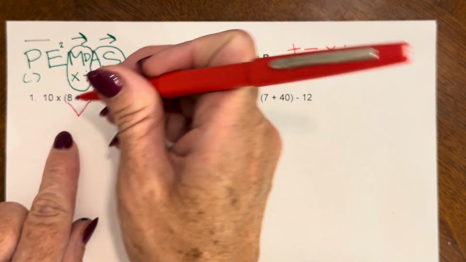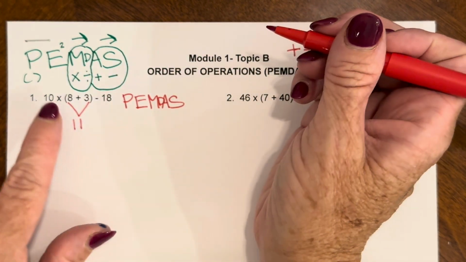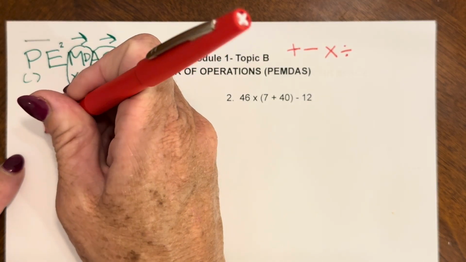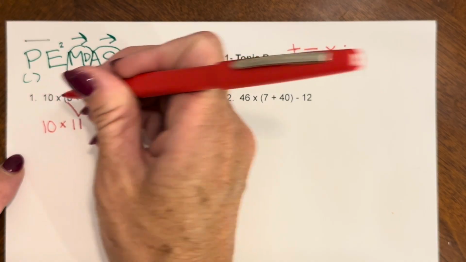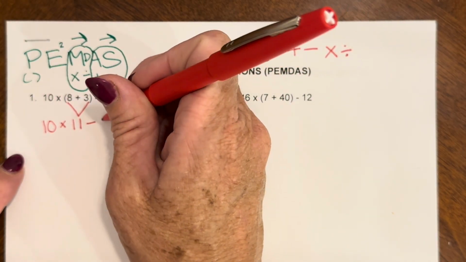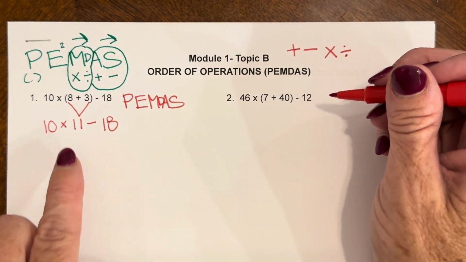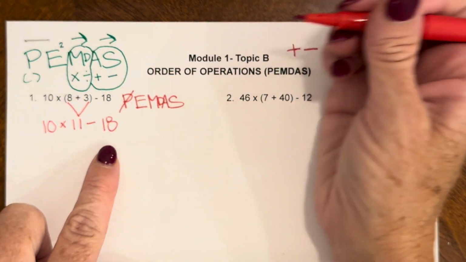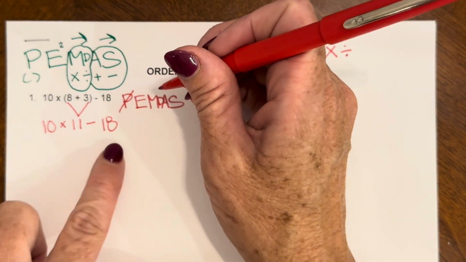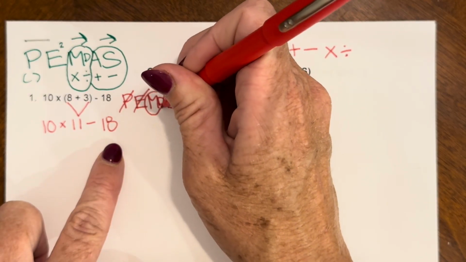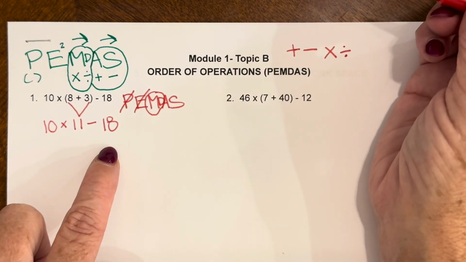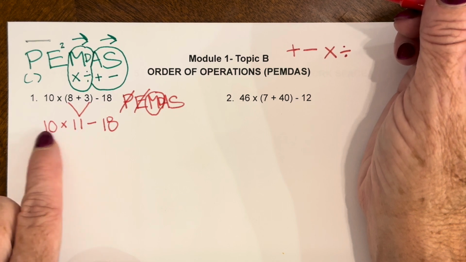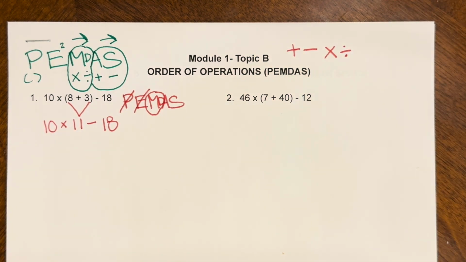So 8 plus 3 is 11. I like to use these upside down carrots to help me. And what do I have left? I still have the 10, the multiplication sign, the subtraction sign, and the 18. Now I look again and ask, do I have any more parentheses? No. Do I have any exponents? No. Do I have any multiplication or division, since they're a team? I do. I have multiplication right here. So I need to figure out what 10 times 11 is.